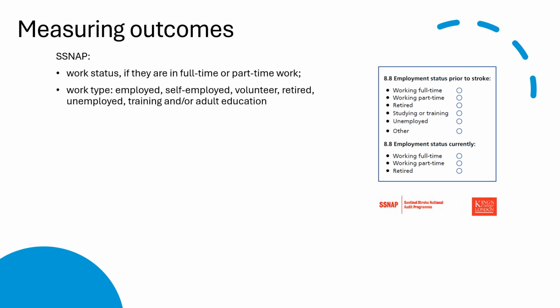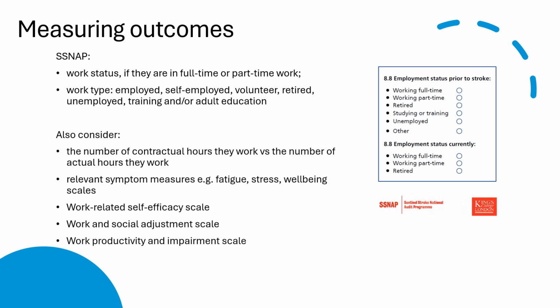And then we also just need to consider other outcome measures potentially if you're thinking about this in your service. SNAP isn't necessarily the most sensitive. It doesn't look at contractual hours that they worked before, or that they're contracted for, or how many hours they actually work now. Thinking about other measures, like fatigue, well-being, might be looking at actual physical measures as well, for upper limb, etc. And then there's some specific outcome measures. So there's work-related self-efficacy scale, work and social adjustment, and work productivity and impairment scale. They're all a bit of a mouthful, so you can look those up and they are free to download as well.